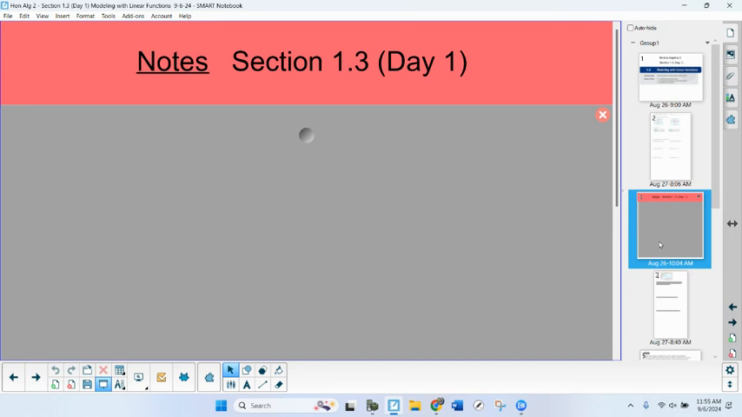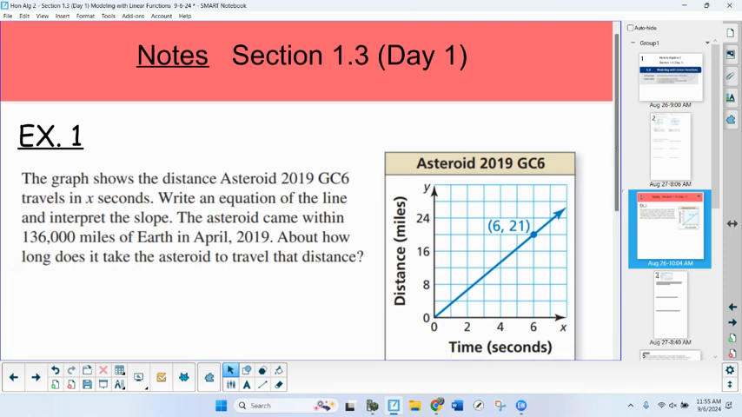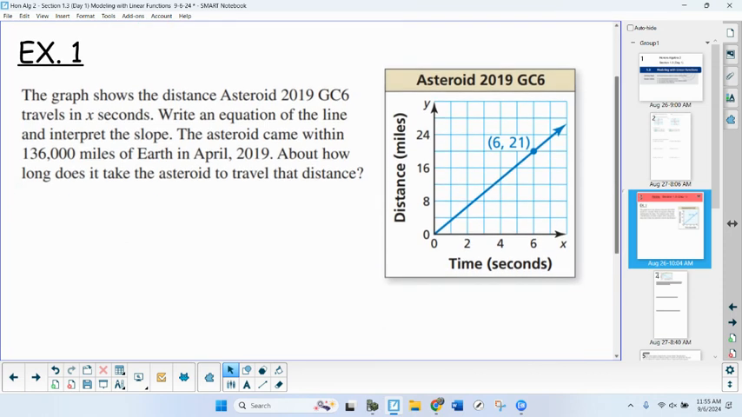So, example 1. We're just going to start off with an example. The graph shows the distance asteroid 2019 GC6 travels in X seconds. So that graph shows the time versus the distance. Write an equation of the line and interpret the slope. The asteroid came within 136,000 miles of Earth in April of 2019. About how long does it take the asteroid to travel that distance? Okay, so we got lots of things going on here. First thing it asks us to do is to do what?